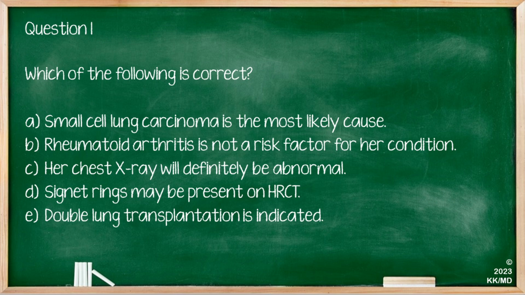Signet rings may be present on HRCT. That is the correct option. And that's in fact the classic sign or radiological finding on HRCTs in the case of bronchiectasis. And then finally, double lung transplantation is indicated, which is incorrect in here because the first thing that's going to be indicated is excluding an infection. And then the second thing is going to be all the management options that we discussed earlier. And double lung transplantation is certainly not something that you would be considering as a first line therapy.